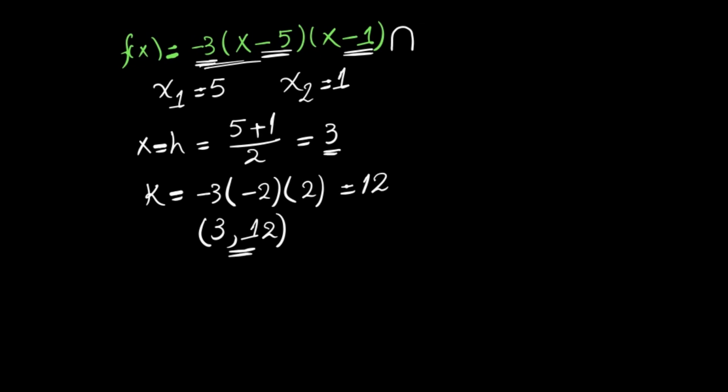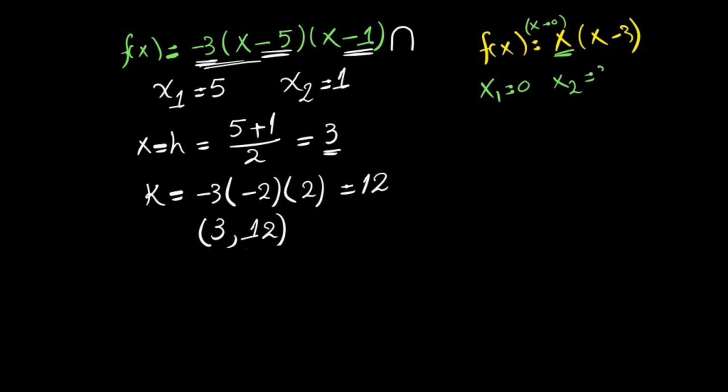If you get this, you can do anything. Look at this question: f(x) = x(x - 3). Where are x1 and x2? x1 equals 0, it's x alone, that means x minus 0, so x1 has to be 0. x2 equals 3.